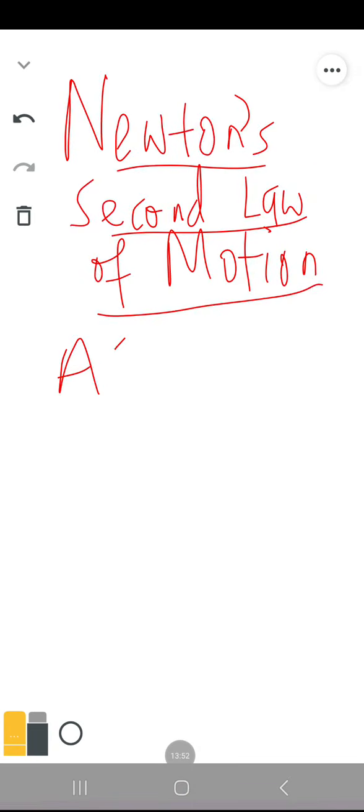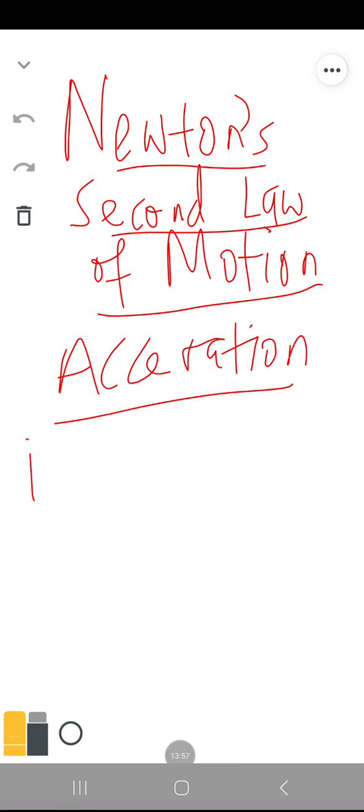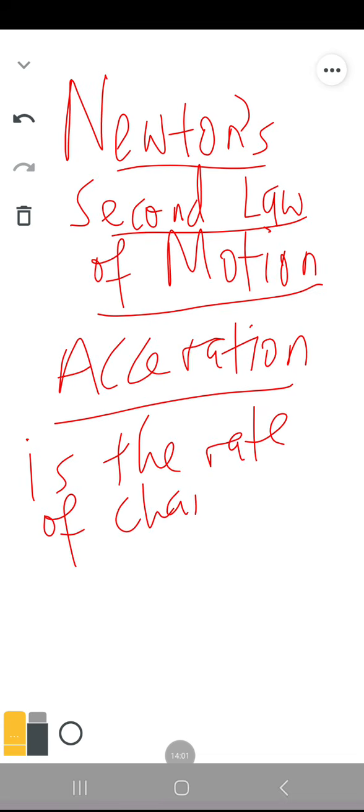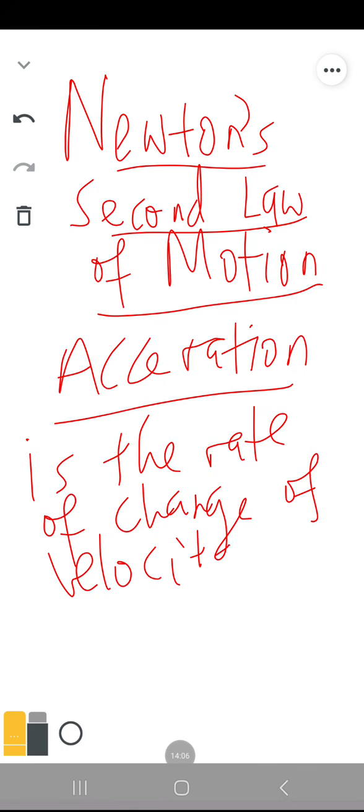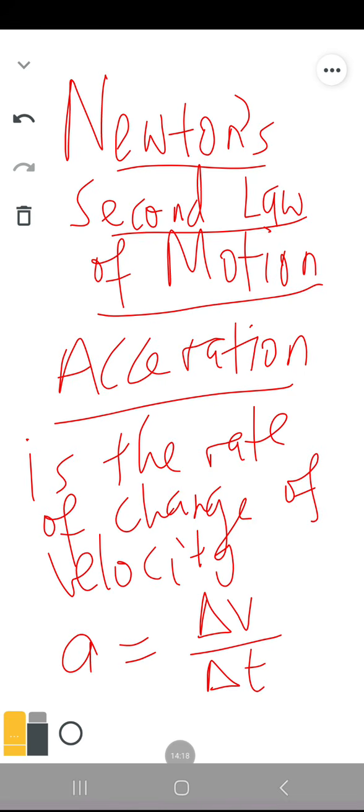What is acceleration? What you must know is that acceleration here is the rate of change of velocity. Generally, the formula for acceleration is the change in velocity over the change in time. That is the formula for acceleration. So what you must know here is that acceleration only takes place when there's a change in velocity.